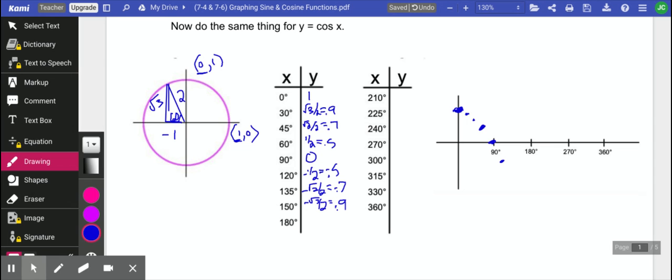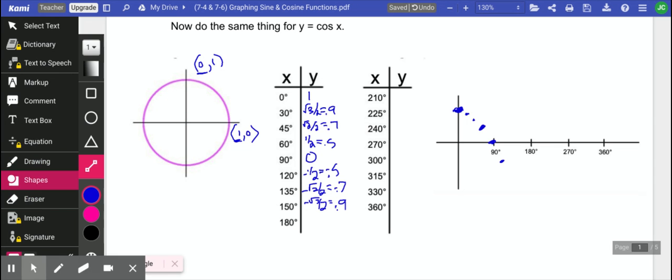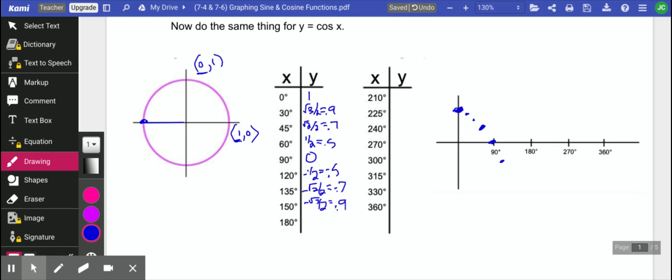And then 180. If we think about 180 over here, we can't draw a triangle there, so we have to think about the coordinates, (-1, 0), and cosine's the x coordinate. All right, so I didn't finish graphing these. So we get, here's negative 1. So it looks like this. And then you can use your calculator to kind of finish this out.